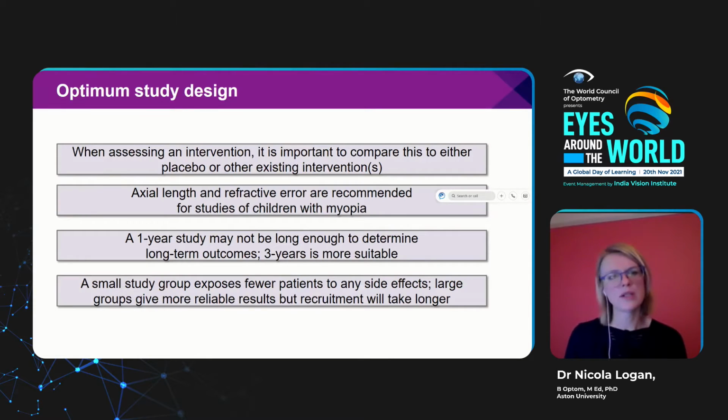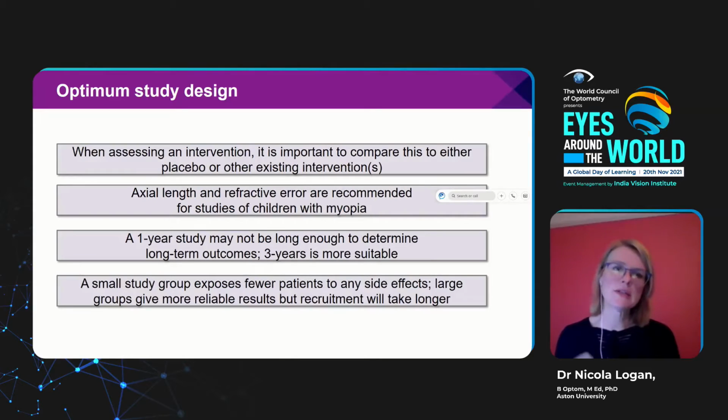We know that a one-year study might not be long enough to give us long-term outcomes. Think about myopia progression in children. It doesn't happen over a one-year time span, or even two or three years. It's there for a longer time period, and that's why we want a longer study duration. We know from the International Myopia Institute that 3 years seems to be suggested as a suitable timeline. Longer than that is not necessarily ethical for children to be in a placebo group for that longer term.